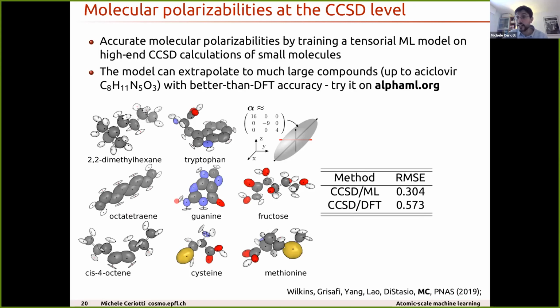And the tensorial nature of the model allows us to capture, for instance, the anisotropic behavior of the polarizability for conjugate systems, and ultimately gives us a model that, when extrapolating to larger systems, has a better accuracy than DFT. So we're training the model on coupled cluster, so high-end wave function methods, and the machine learning model predictions are not only 1,000 times faster than DFT, but also a factor of almost 2 more accurate.